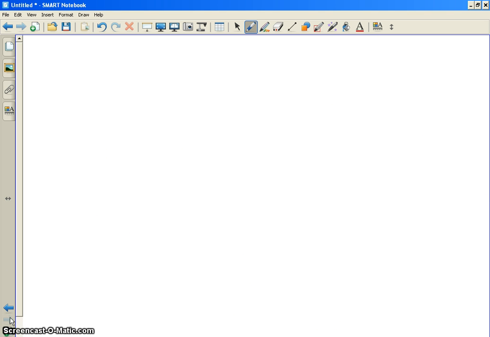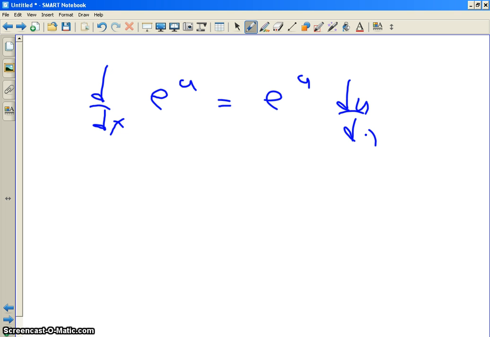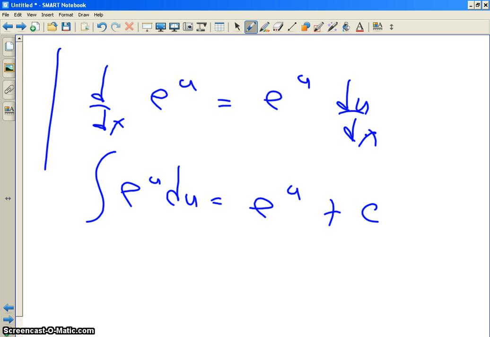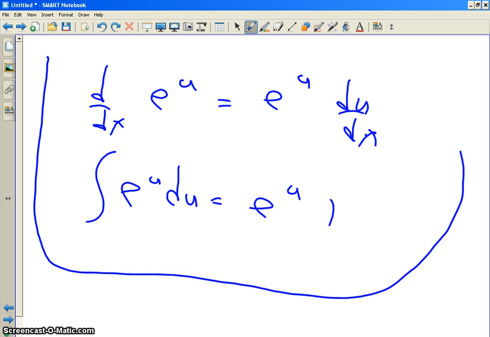Alrighty, so let's summarize that in terms of the chain rule. If I'm taking the derivative with respect to x of e to the u, I get e to the u du dx. If I'm integrating e to the u du, I get e to the u plus c. These two rules you should know. Very important. So let's practice these rules.